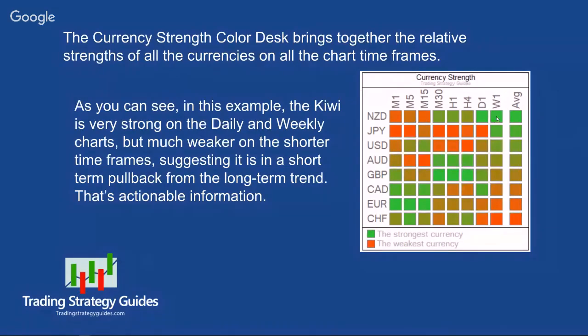The euro seems to be just the opposite right here. You'll notice that it's in a downtrend and an uptrend on the short term, which suggests that it's pulling up a little bit from its normal downtrend. So it might be a good opportunity. The Kiwi might be a good opportunity to go long. Euro might be a good opportunity to go short, long-term trade.